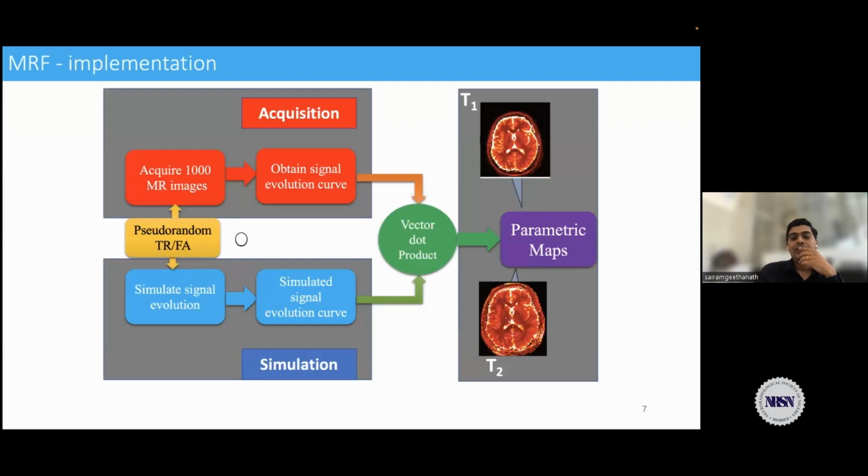Here is a one slide overview, and I'm going to probably explain this in another slide as well to get an intuitive understanding of how fingerprinting works. On the top, you have the acquisition where you acquire 1,000 images, but at the bottom hand you simulate how it should work out to be. You acquire them with a bunch of random repetition times and flip angles, and you try to match what you acquired with what you simulated, and whenever that matches, those matches tell you the values of your parametric maps, either T1 or T2, for example.